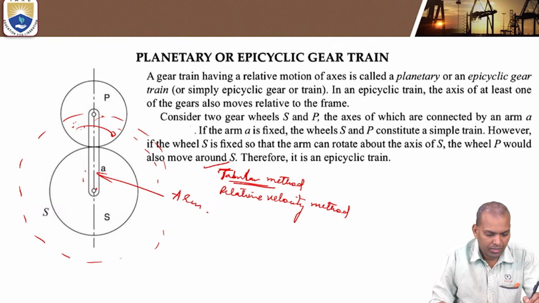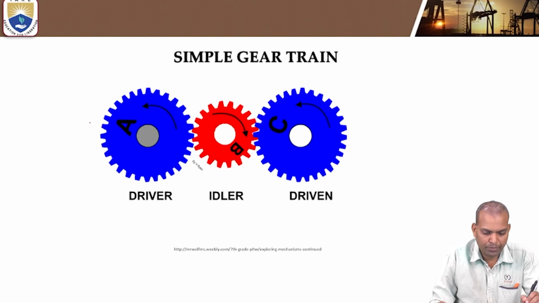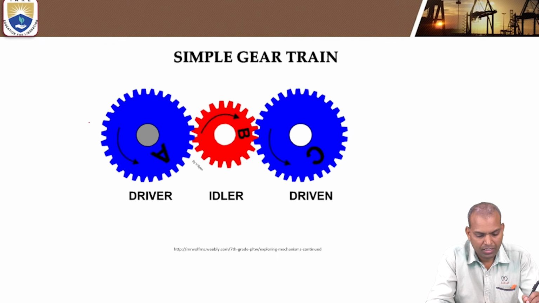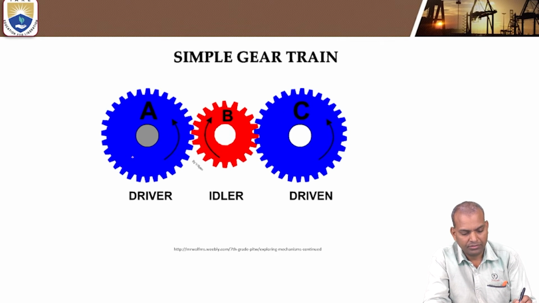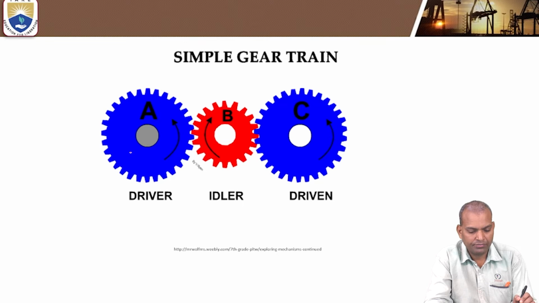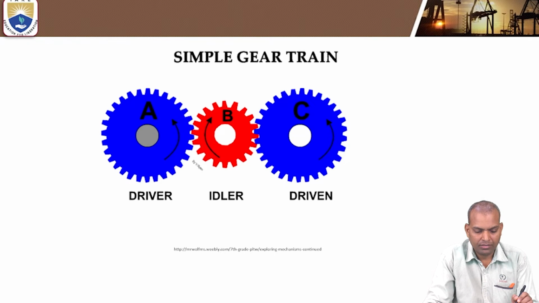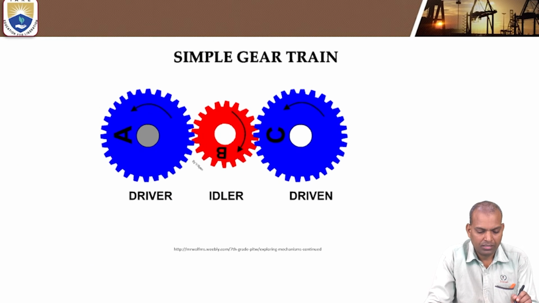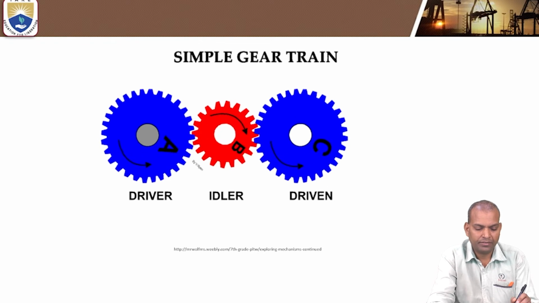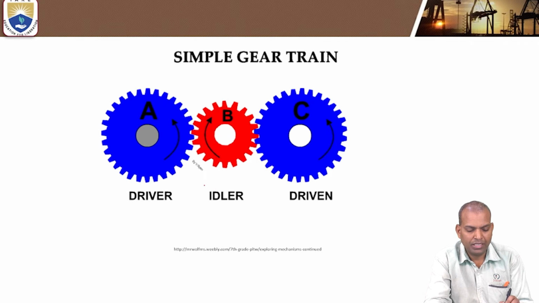Now let us see how the simple gear train works. In the simple gear train, A is the driver, C is the follower or driven, and B is the idler. So the function of the simple gear train.